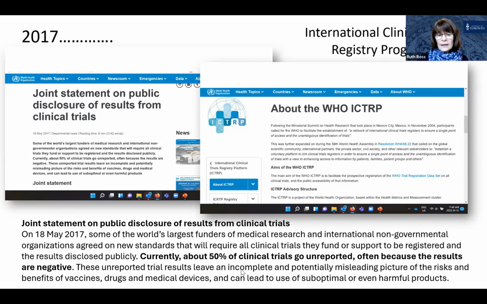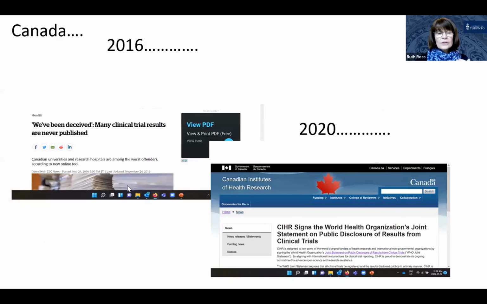So that means that it leaves an incomplete and misleading picture of the risks and benefits of a whole bunch of things: vaccines, drugs, medical devices, that could lead to harmful results. So people have been really trying to tackle this, to improve this framework and make sure that there are actual legally binding reasons why people have to report these things. So in Canada in 2016, this was an article from CBC, why we've been deceived, many clinical trials are never published. And so really, again, this was happening relatively recently, that trials weren't being published, and those were usually the ones where it was found the drug didn't work or even had side effects that again weren't necessarily being reported.